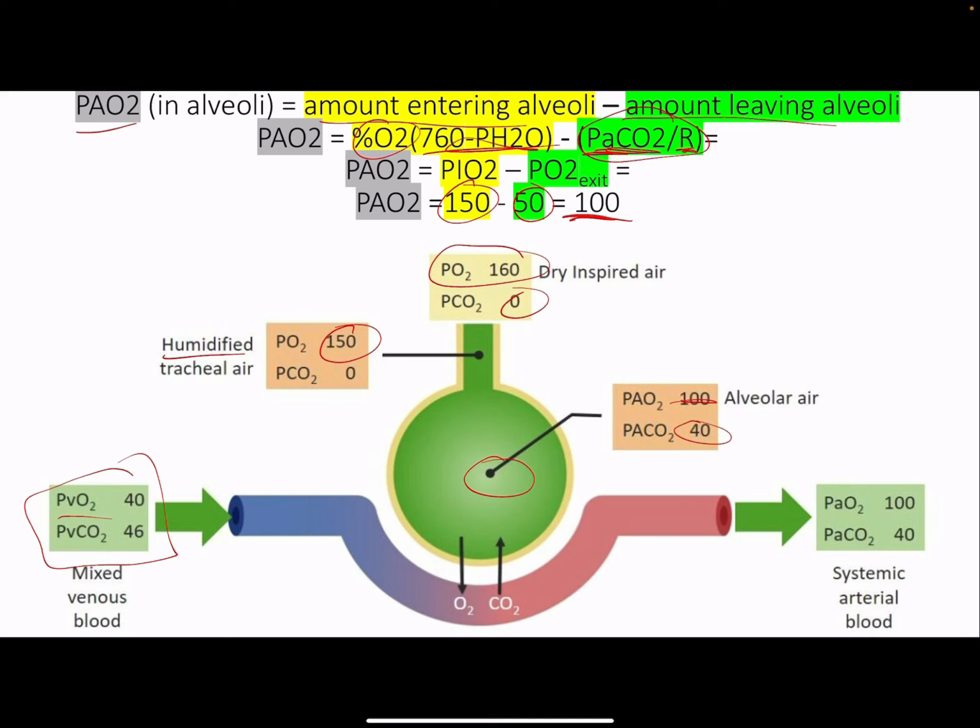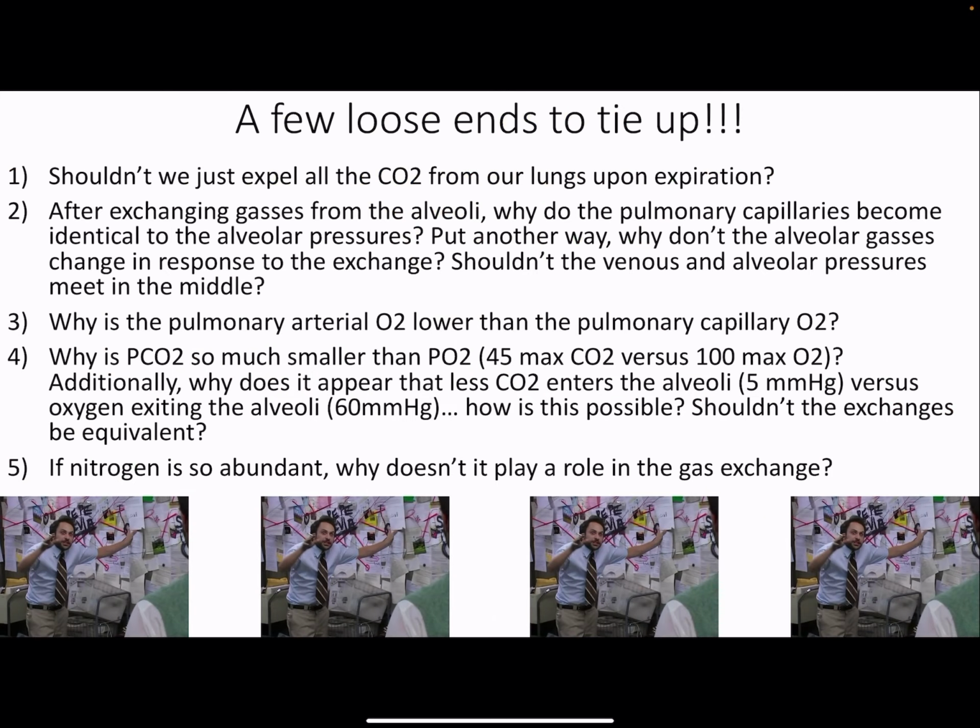Oxygen, after it goes through the tissues and is used up, is about 40. The CO2 value is about 46. And when they leave, it's going to be 100. We picked up a bunch of oxygen. We dumped off a little bit of the CO2, going from 46 to 40. It's actually the arterial oxygen is usually going to go a little bit lower. It's going to go to 95, which is weird, which we will talk about right now.